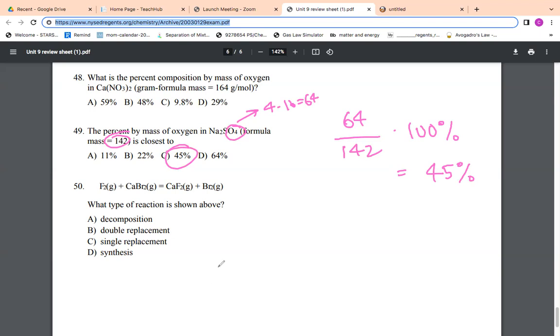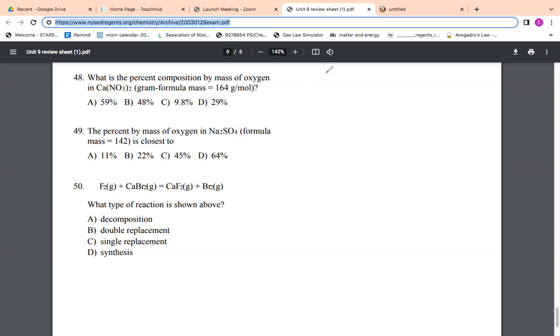Okay, last question. What type of reaction is shown above? Here is another single replacement reaction. This one just might look a little weird because the element that's by itself is a nonmetal, but the nonmetal will replace the other nonmetal. So the fluorine is going to boot out the bromine, and you can see that it takes its place. So again, a single replacement reaction.